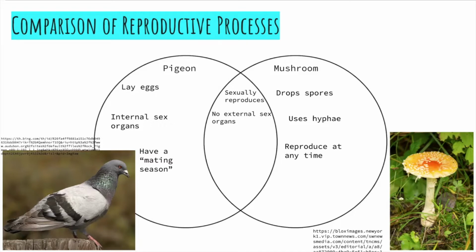Pigeons, like most animals, have a specific time during the year that is their mating season. But mushrooms, on the other hand, are able to reproduce whenever their spores fall off at any time during the year. So although these organisms are very different, their reproductive systems do share some similarities.